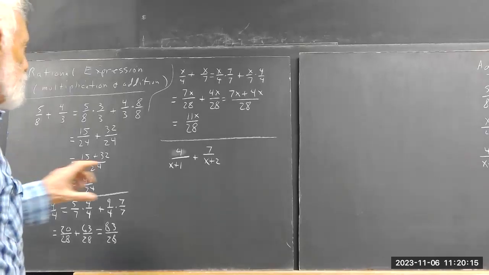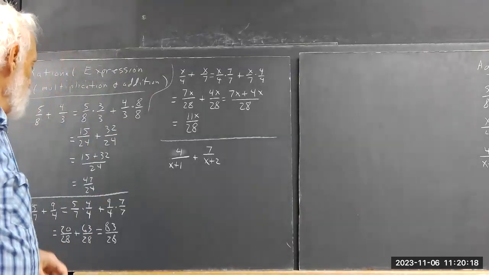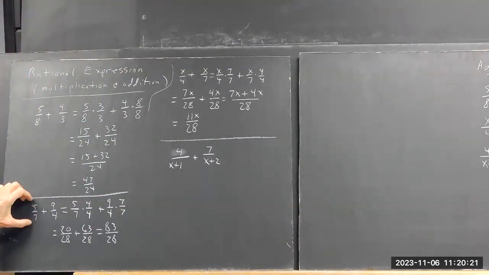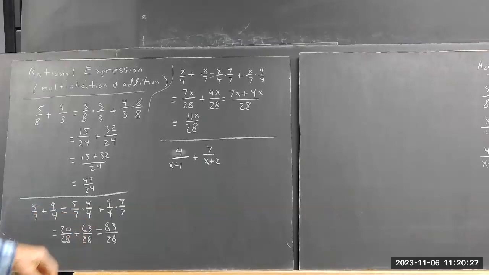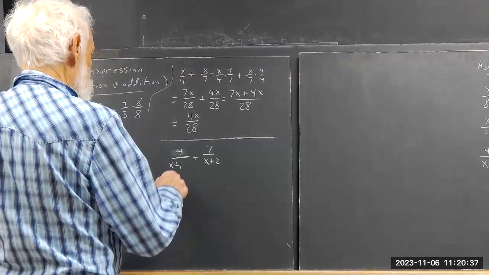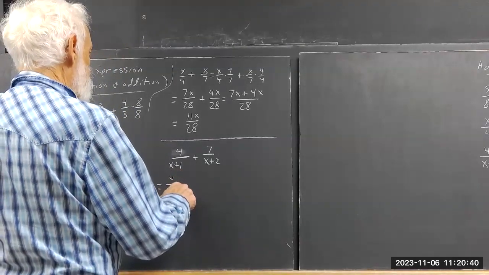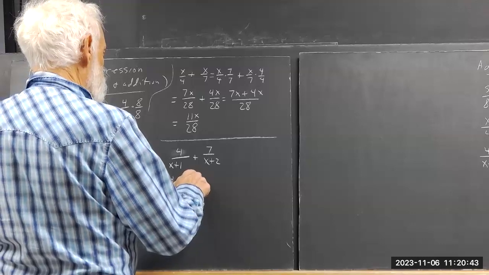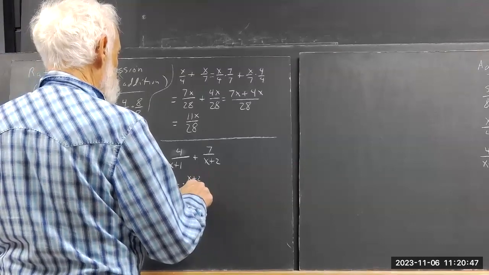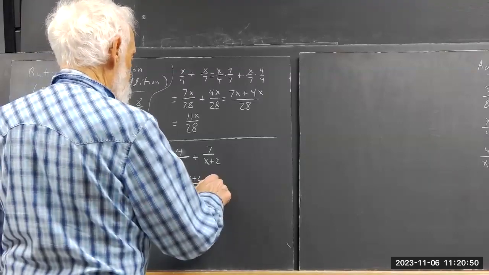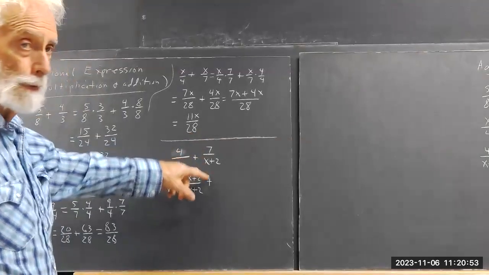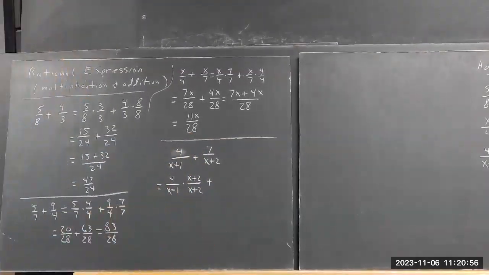Okay, now if we follow the pattern that we used up here and here, what did we do here? We multiplied the numerator and denominator of this fraction by this denominator. We're going to do the same thing here. We're going to take 4 over x plus 1 and multiply that by x plus 2 over x plus 2. Then what do you think we're going to do with 7 over x plus 2? Try that before I tell you.